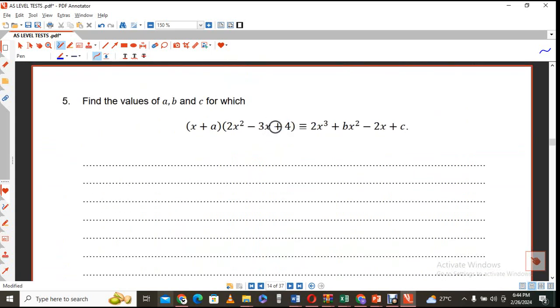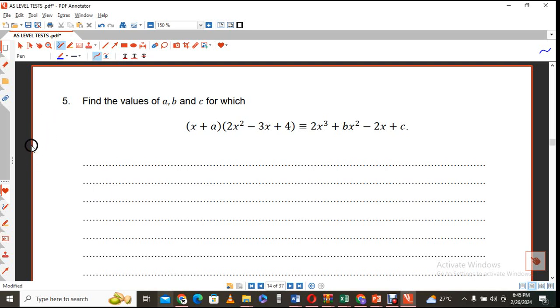So question 5, again another question that deals with identities. Again, there's more than one way of solving such an equation. What we are looking for is the values of A, B and C. Of course, you can go ahead and multiply out the x plus A with that whole 2x squared business.